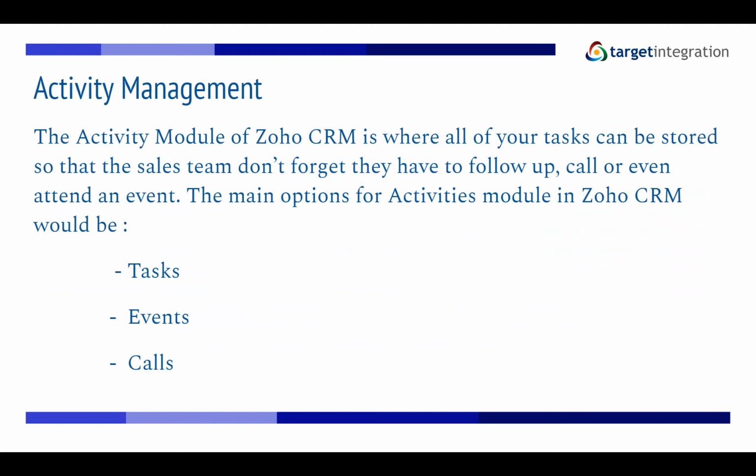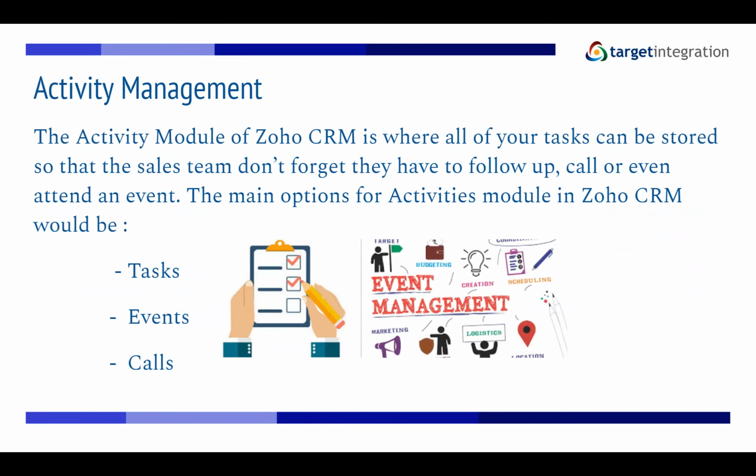And with activity management, the activity module of Zoho CRM is where all of your tasks can be stored so that the sales team don't forget that they have to follow up, call, or even attend an event. So the main options for the activities module in Zoho CRM would be tasks, events, and calls. So you want to make sure that you're organizing your tasks, you're organizing your events. So having event management is great. And also you're organizing and logging your calls.